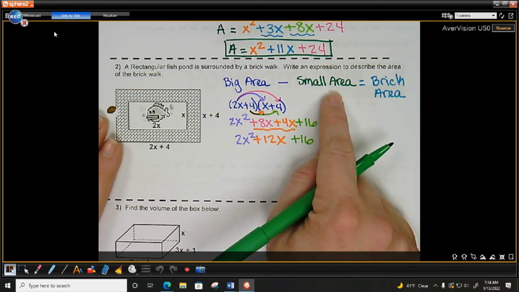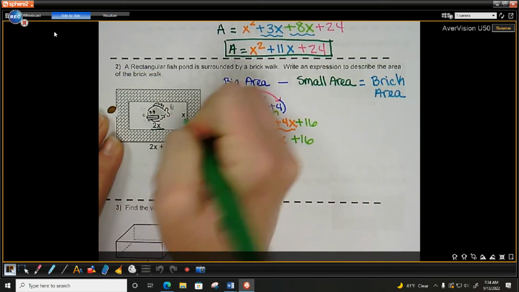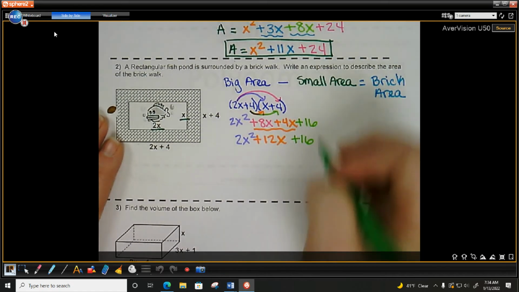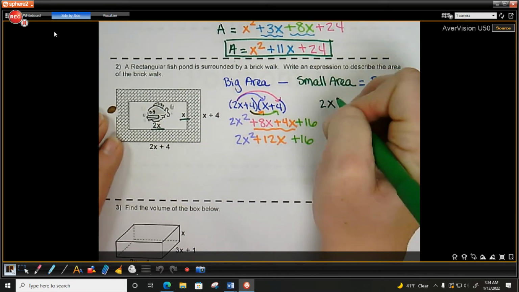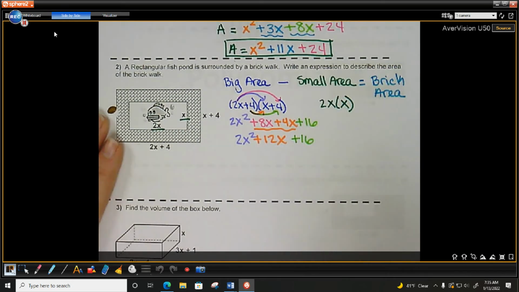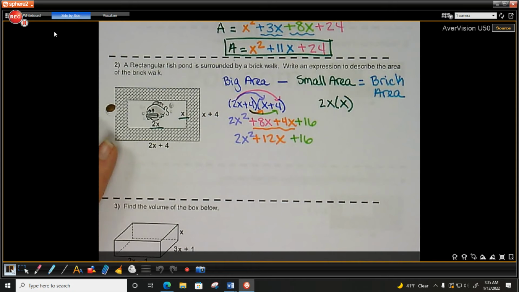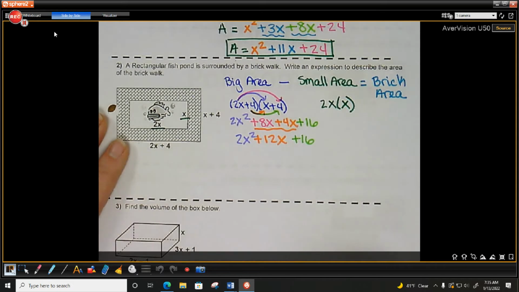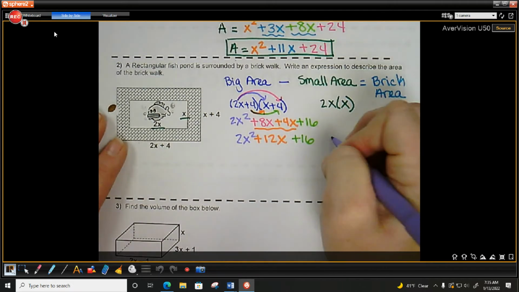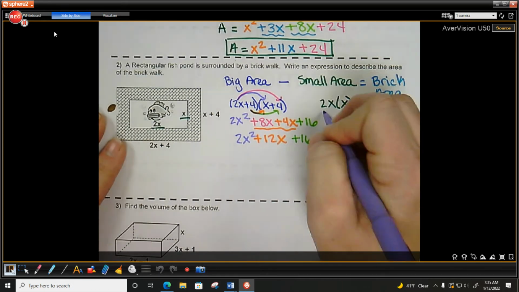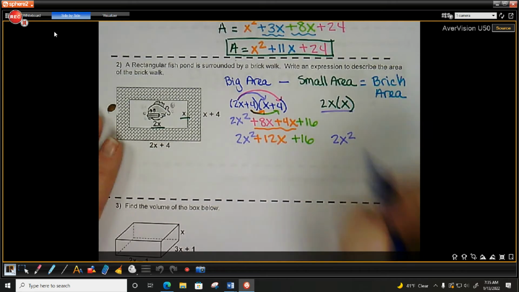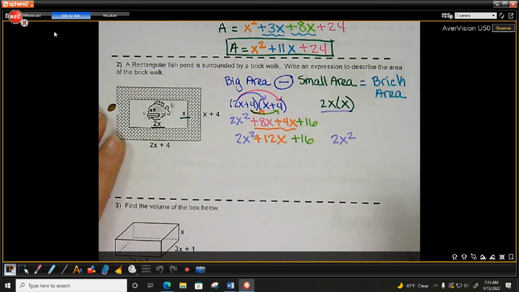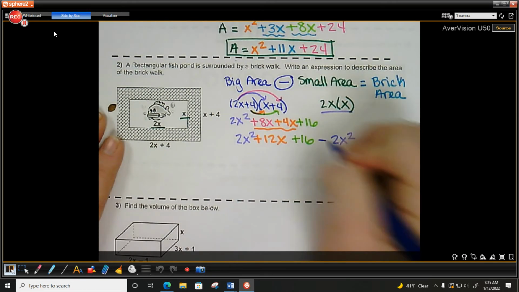Multiply 2x. Great job. The dimensions of my pond, the small area, is 2x times x. What do you get when you do 2x times x, Nicole? X squared. What's my coefficient though? 2x squared. So I'm going to drop down my 2x squared. That becomes 2x squared. And what am I doing with these? Subtracting. Very good.